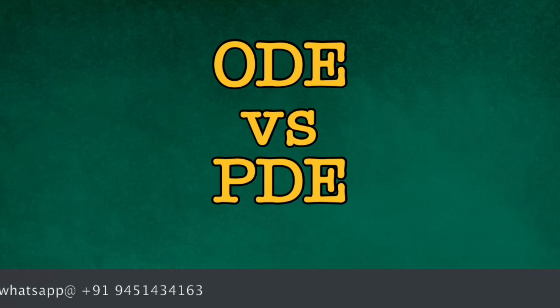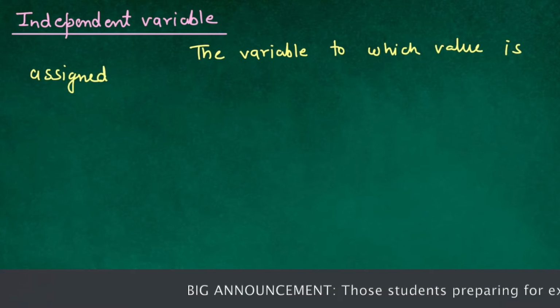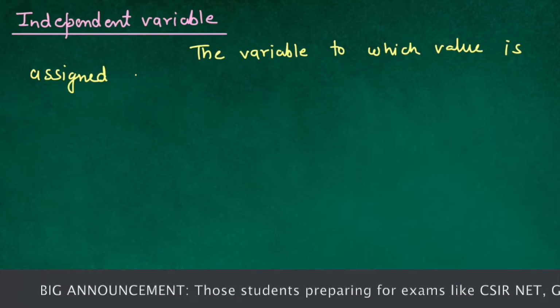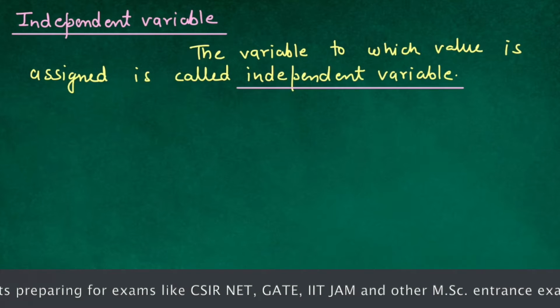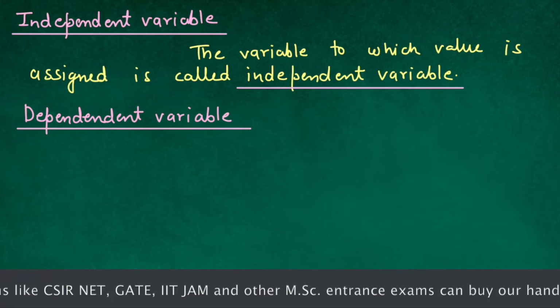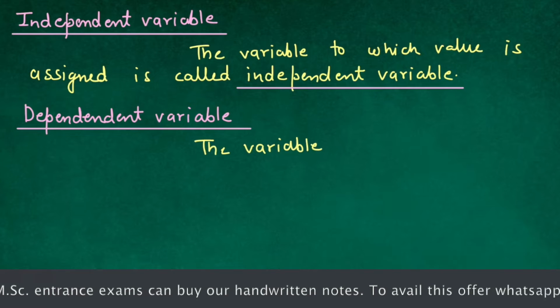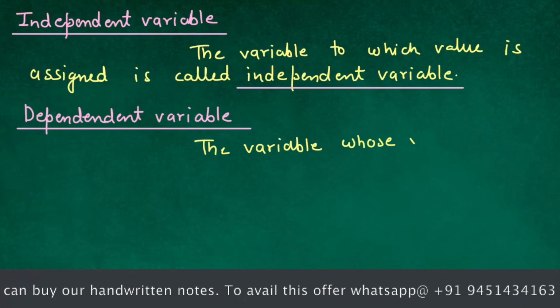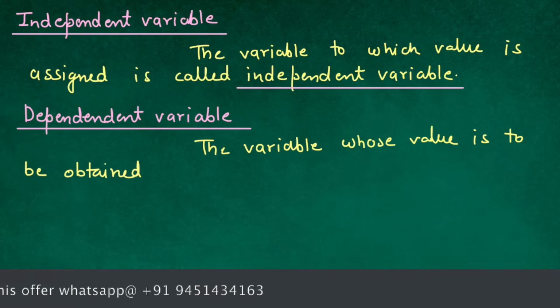The independent variable is the variable to which values are assigned, and the dependent variable is the variable whose value is to be obtained.